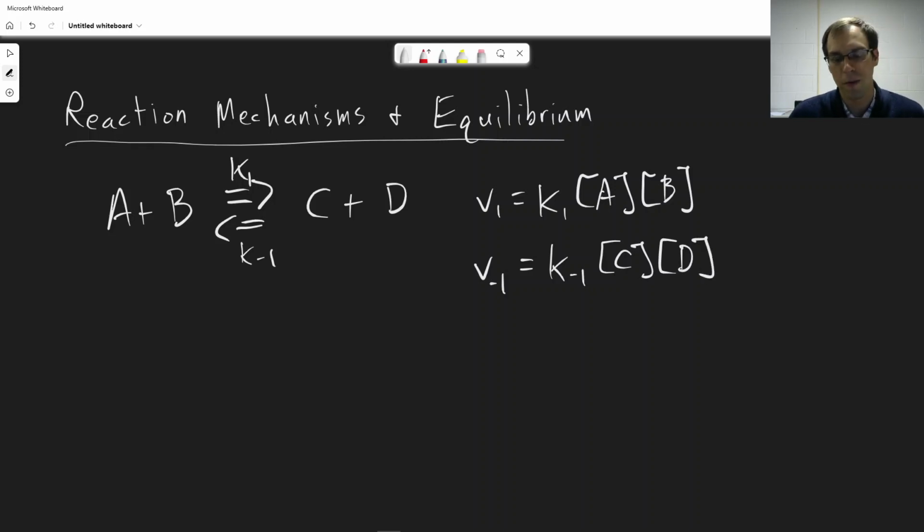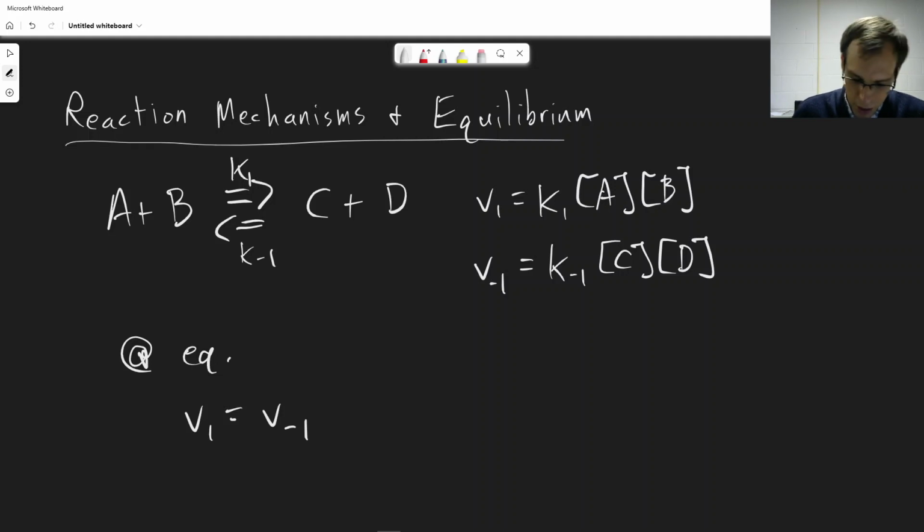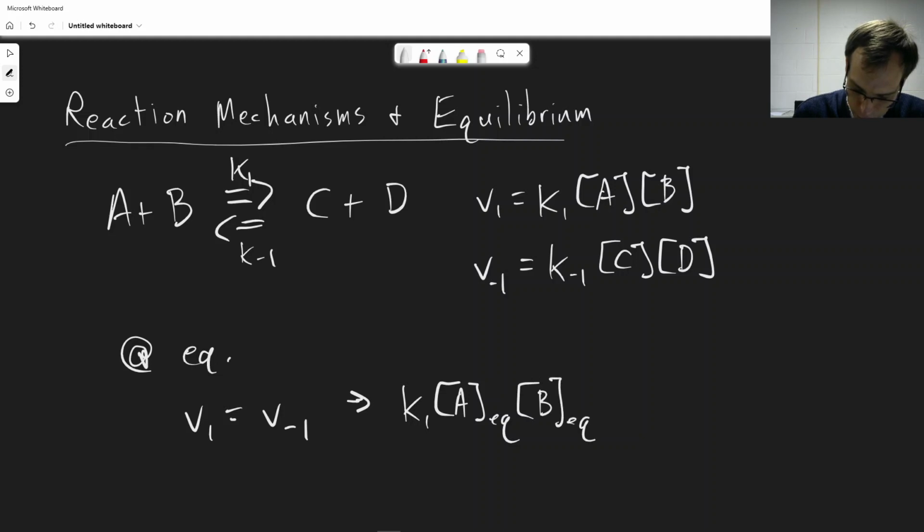Now, when we're thinking about the system, if we leave it long enough, it will eventually reach equilibrium. And as we've already expressed previously, we know that at equilibrium, the forward and reverse rates have to be equal. We talked about that in the last chapter. So we know that at equilibrium, V1 has to equal V minus 1. Or else, if it didn't, the system wouldn't be at equilibrium. So we can go ahead and plug in our definitions here. That gives us K1 times A at equilibrium times B at equilibrium will be equal to K minus 1 times C at equilibrium times D at equilibrium.